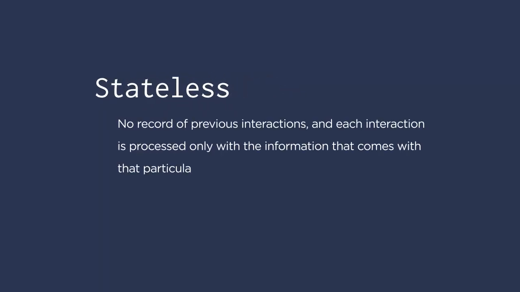Now that you've seen the general format of HTTP, there's one point I'd like to drive home in this request-response cycle of an HTTP conversation, and that is that HTTP itself is what's called a stateless protocol. Stateless means that there's no record of previous interactions, and each interaction is processed with only the information that comes with that particular interaction. Put in a different way, that means that there is nothing inherent to HTTP that allows it to remember a previous request and use it to inform a later one.